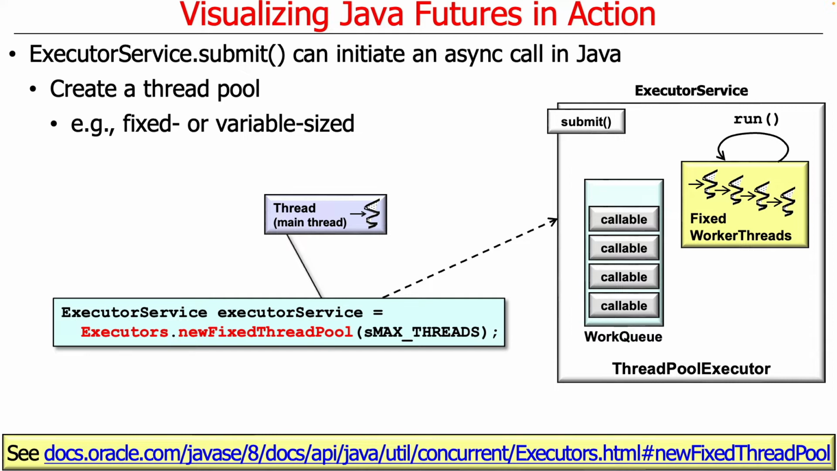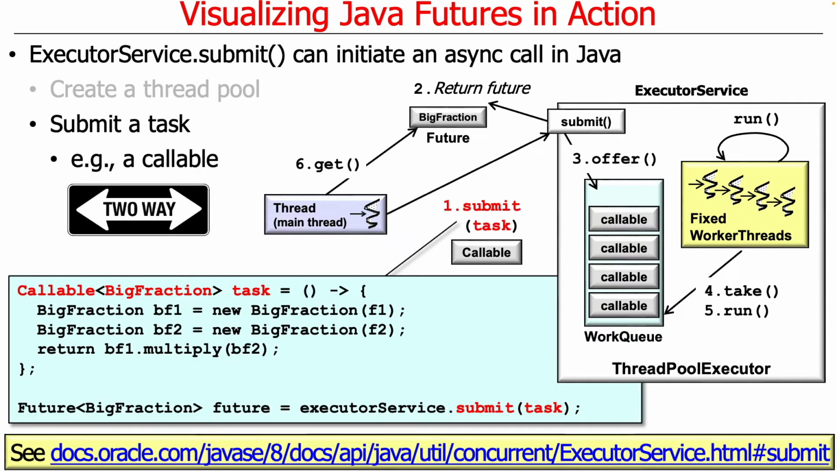A common number, by the way, is the number of cores on the underlying piece of computing equipment, like a virtual machine or some execution environment. So typically you have as many threads in the fixed thread pool as there are cores, although your mileage may vary depending on your needs. So you create a thread pool, then you go ahead and submit a task. Here's an example of a task. There's various ways to make a task, but here's a common one.